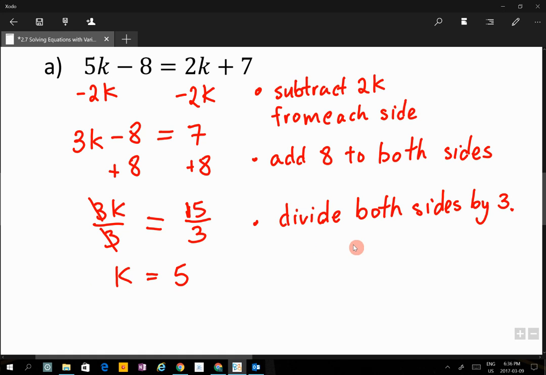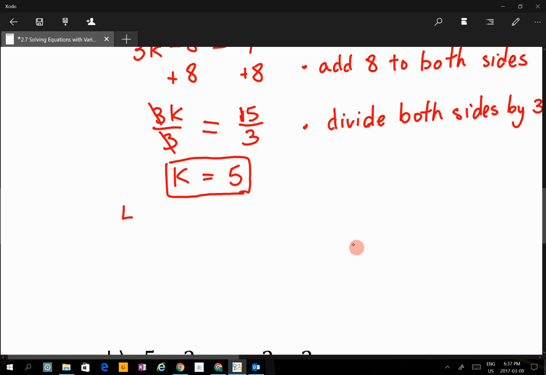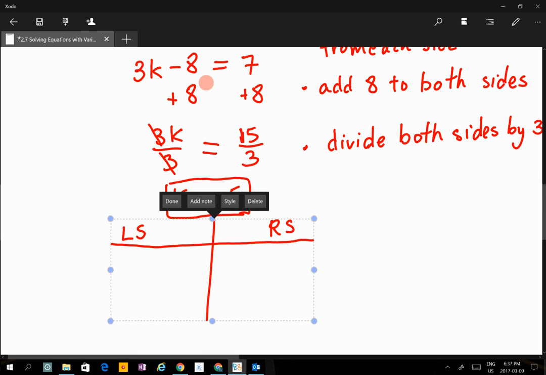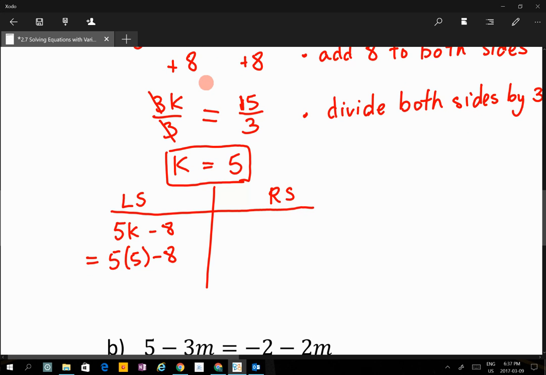Okay, now that you have k equals 5, always make sure you check your work, check to see if this is the correct answer, and to do that, I'm going to compare the left side with the right side. On the left side we have 5k minus 8. So I'm going to write here 5k minus 8. I'm going to replace the k with 5. So 5 times 5 minus 8.